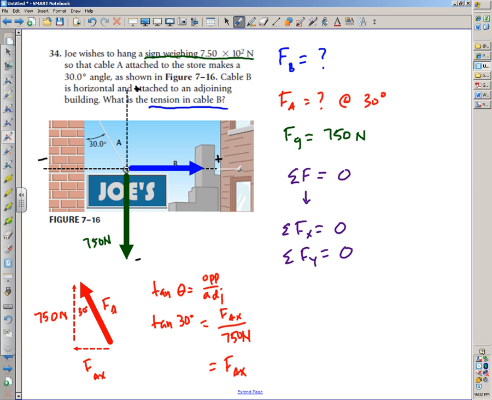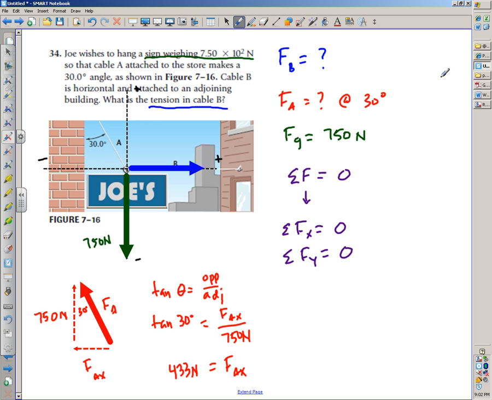So I find out what tangent of 30 is, right? And then I can multiply that by 750, and I find out that the x component of force A is 433 newtons.